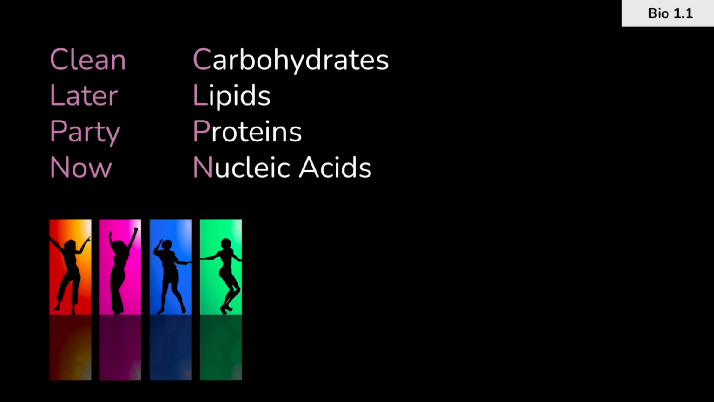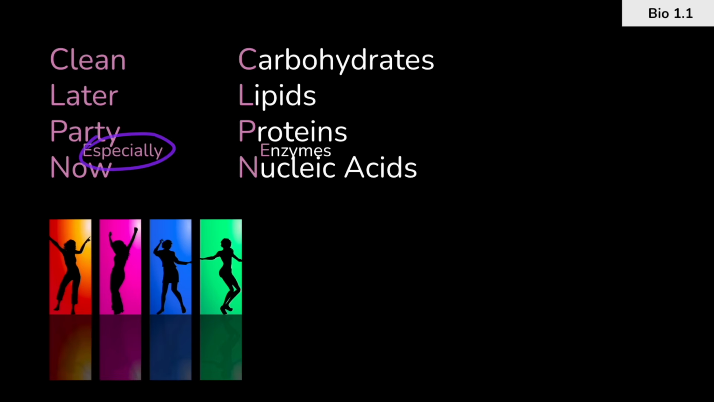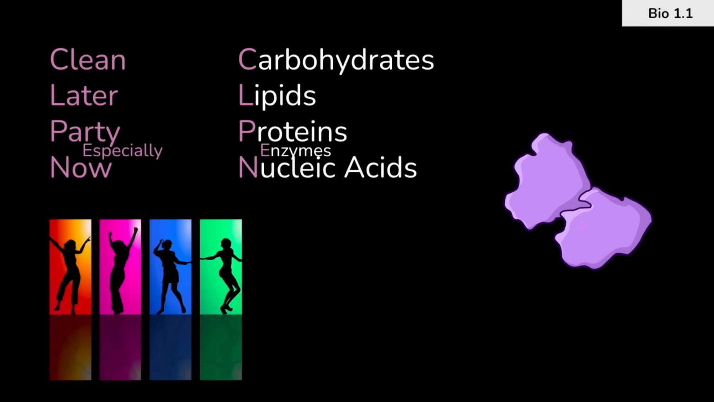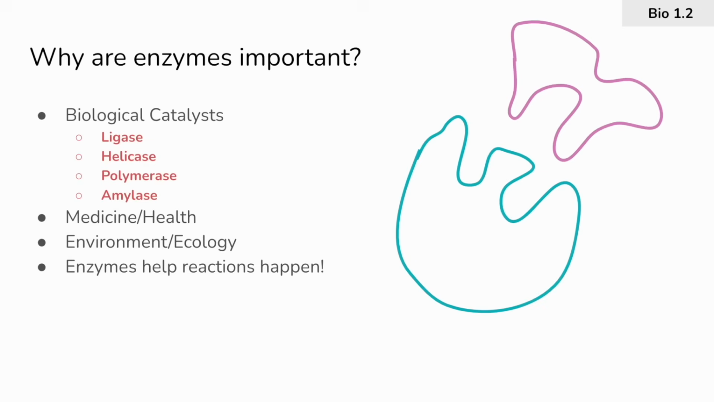A good way to remember all 4 categories of organic compounds or biological macromolecules is "clean later, party now" for carbohydrates, lipids, proteins, and nucleic acids. Now, I like to add "especially" to this mnemonic, "clean later, party especially now," because that reminds us that enzymes are proteins, which are a major and important category of protein. All right, so let's talk about why enzymes are important.